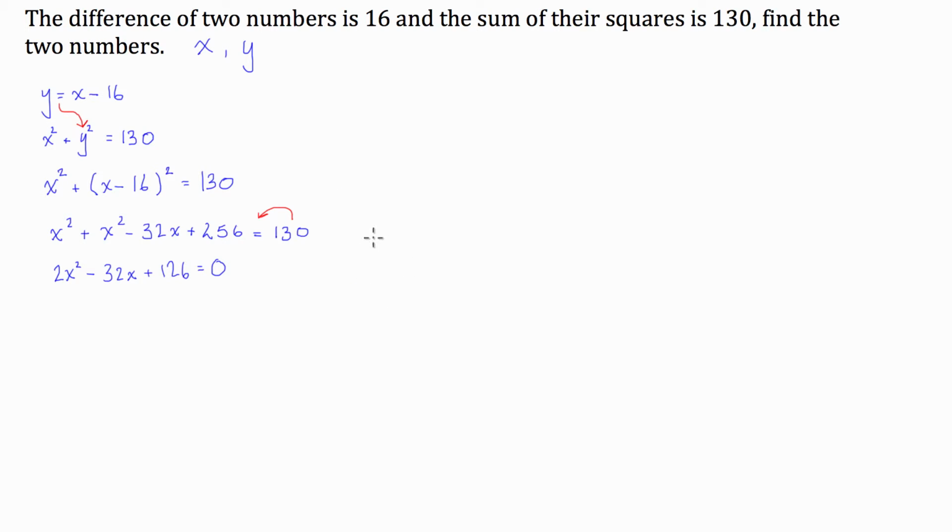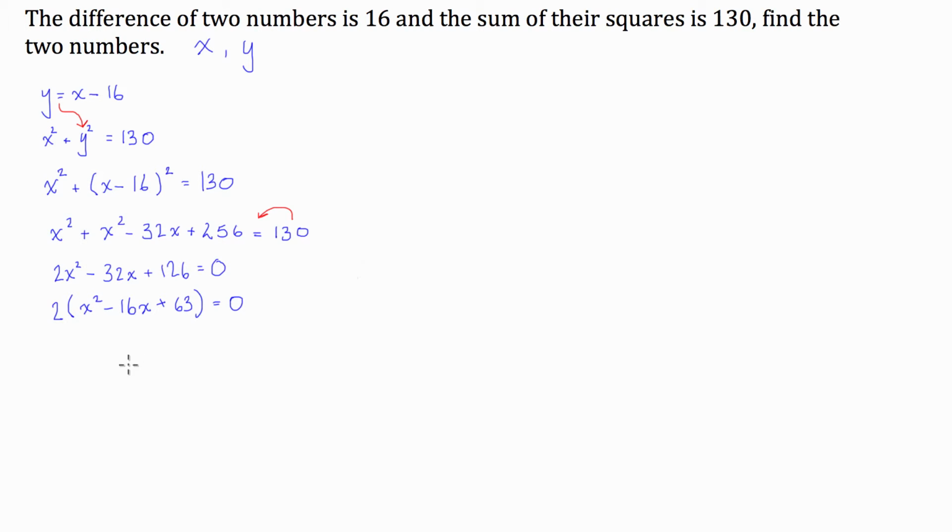Okay, so we've got rid of that. Now what we've got to try and do is basically factorize this. The first thing I can see is that all of these share a common factor of 2. So I'm going to take that outside of a bracket and divide each of the terms by 2. This is going to be 2 times x squared minus 16x plus 63 equals 0.